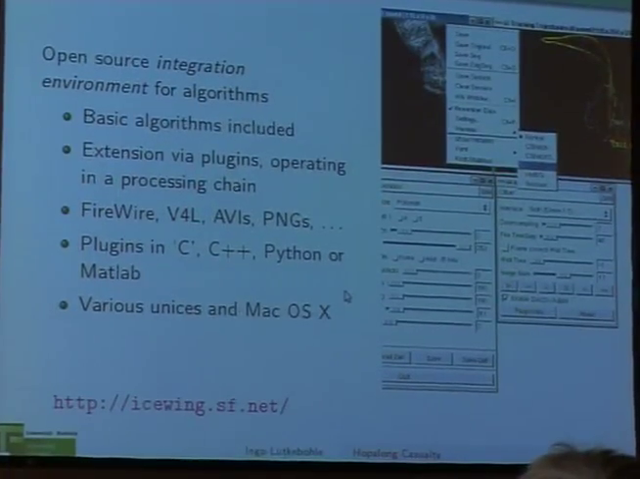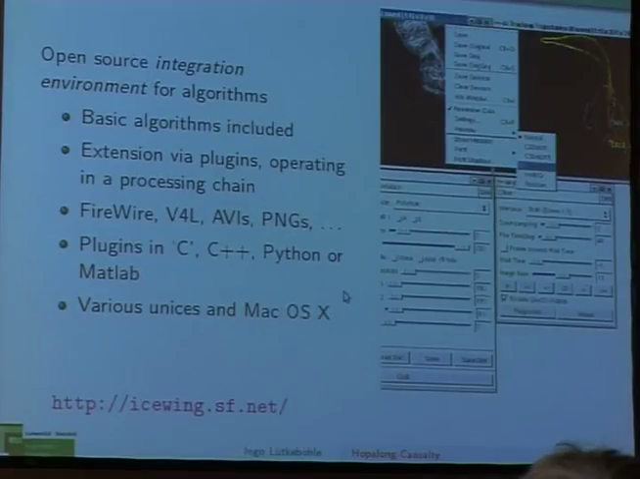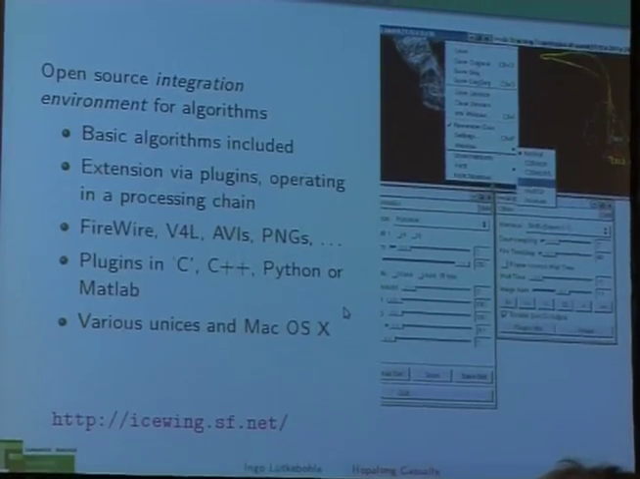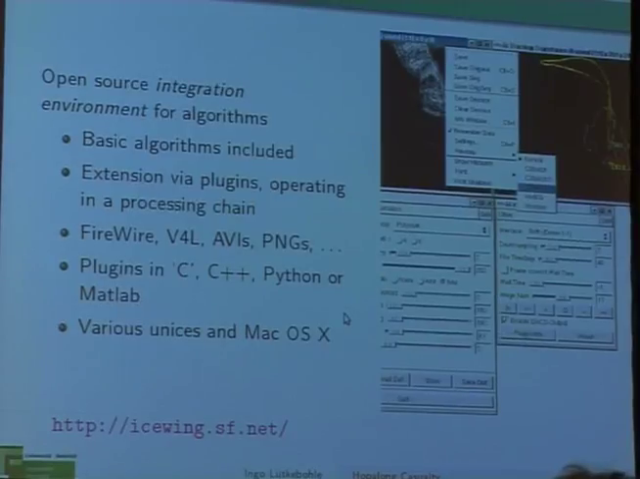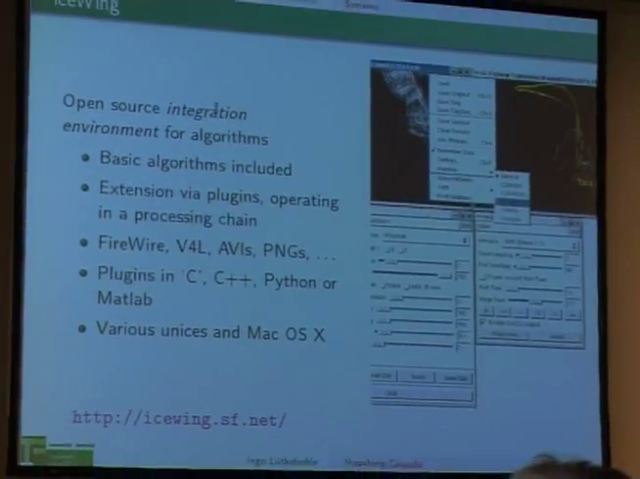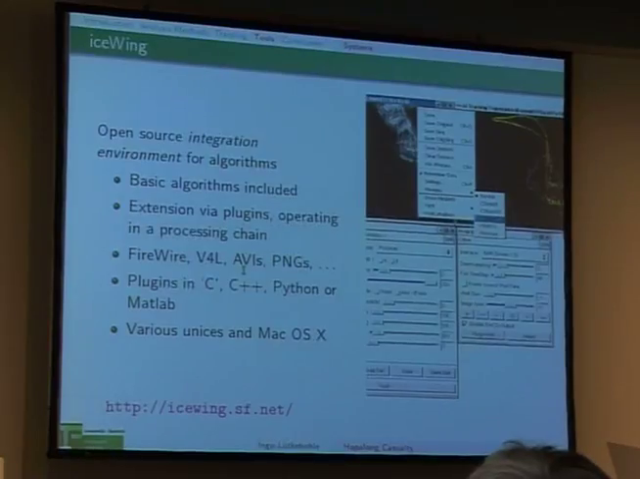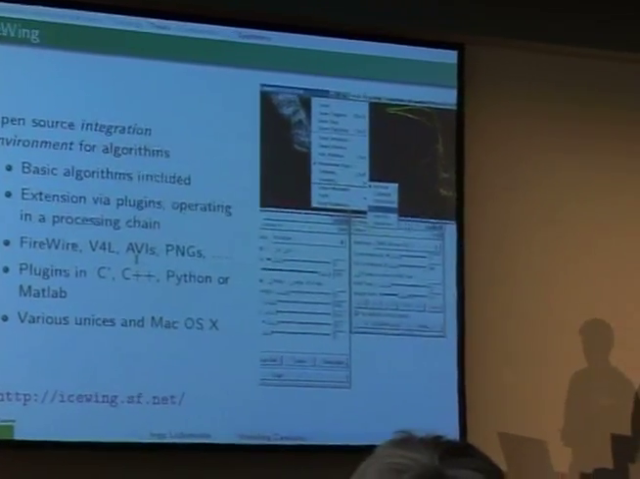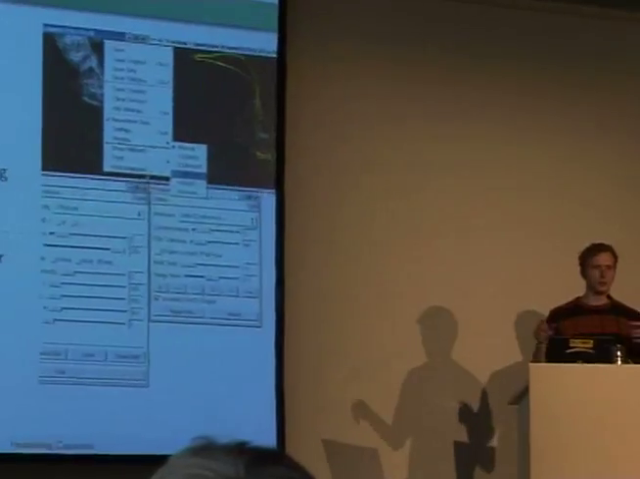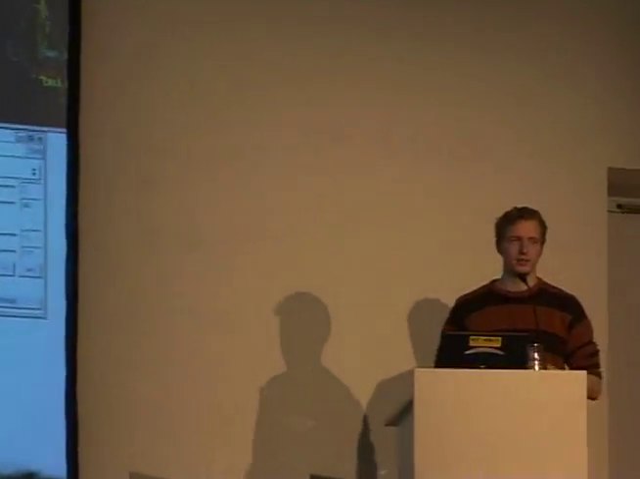And then there's the software application that we developed in our group, which is focused on integration. It has only very basic algorithms and a plugin architecture. It's called Icewing, and has support for grabbing from Firewire, Video for Linux, and so on. It has very good support for plugin programming and communication between plugins. These plugins can be written in C, C++, Python, MATLAB, and a couple of others are forthcoming. It doesn't run on Windows, it only runs on Linux, Unix, and Mac OS.